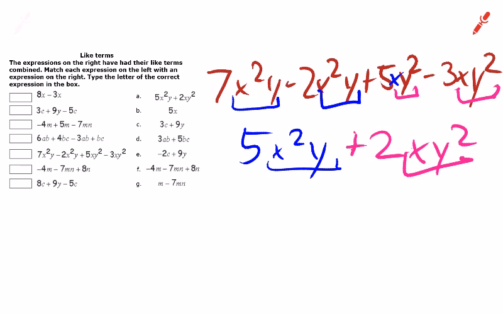Okay, so now let's do the factoring here again. You can see that they each have an x and they each have a y, but this one only has one y and this one only has one x. So the best we can factor out is an x and a y. Okay, and that leaves us with 5x plus 2y.